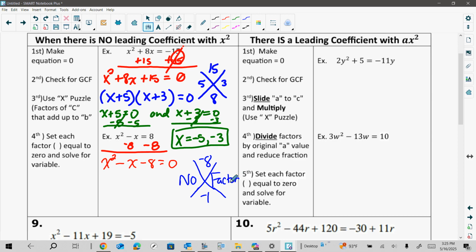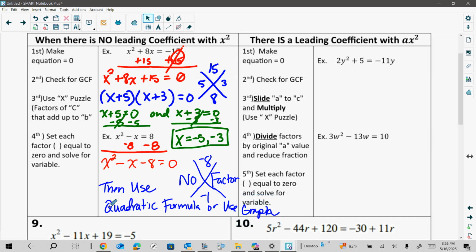So if there are no factors possible, then you have to try the quadratic formula or check the graph, or use graph. I'm running out of room, sorry. So let me see if I can move this over. Let me show you how you could use your graph.